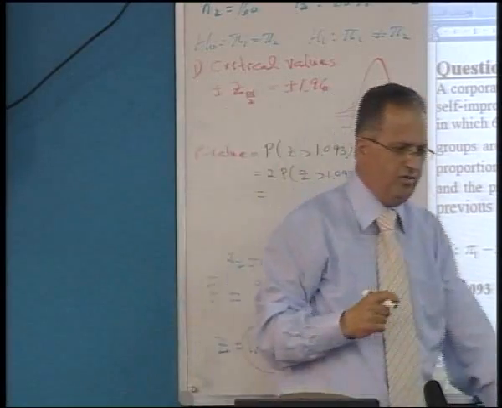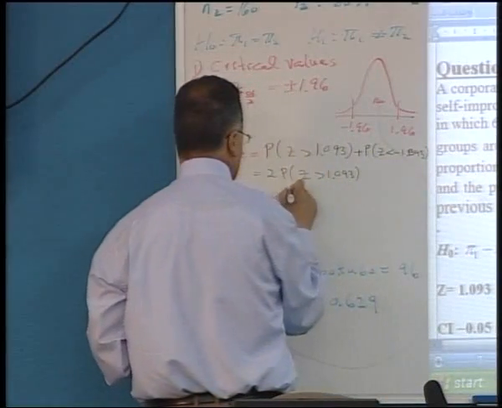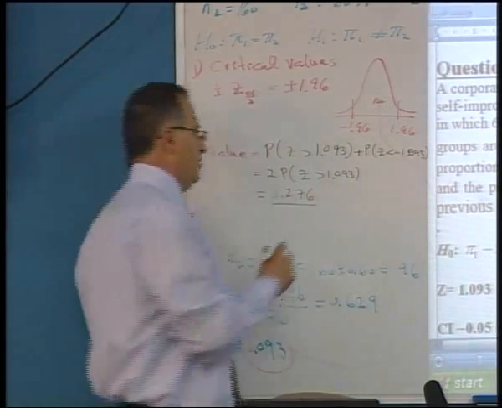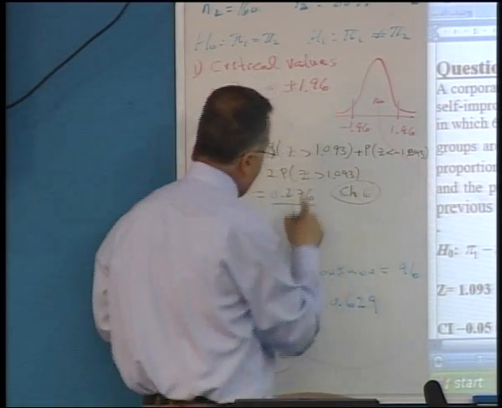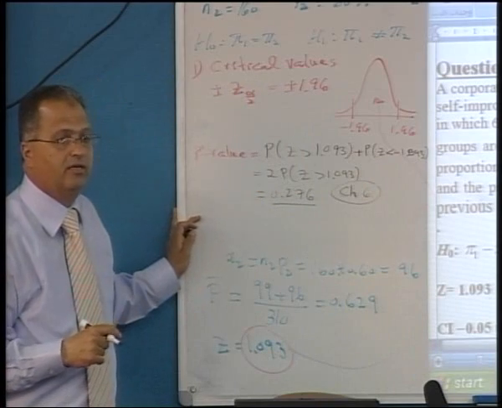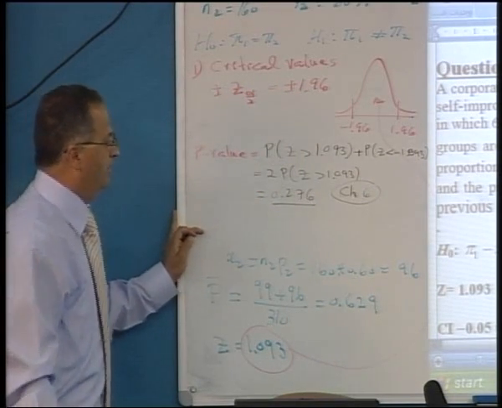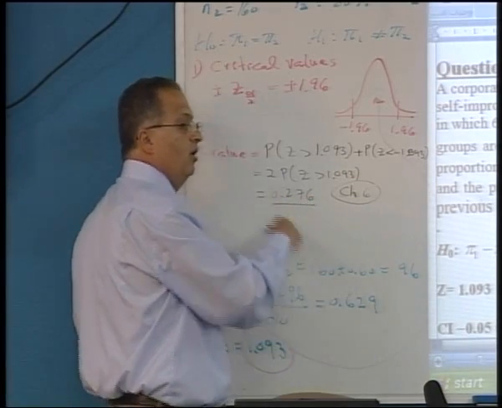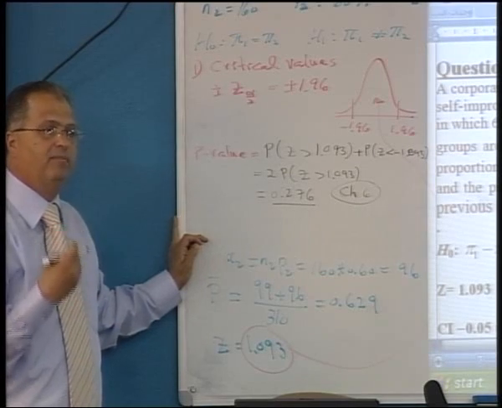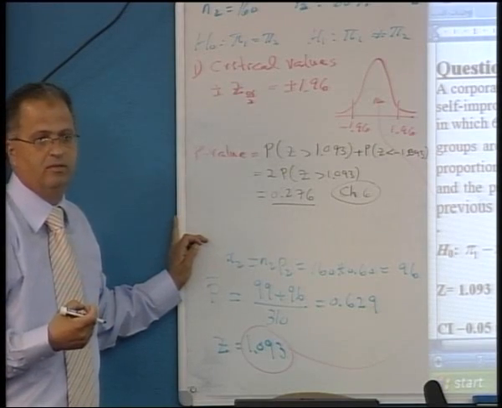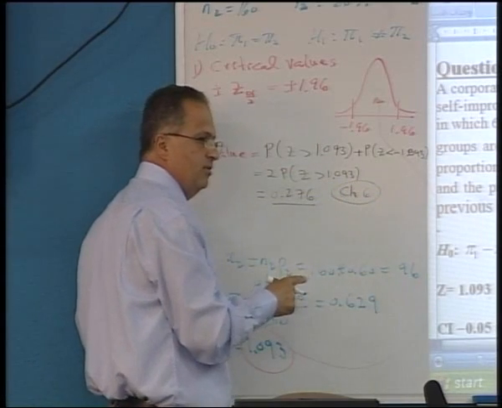Now a simple calculation will give the value of 0.276. In chapter 6, go back to figure out how we can calculate the probability of Z greater than 1.093. Now my p-value is 0.276. We always reject the null hypothesis if my p-value is smaller than alpha. This value is much bigger than alpha, so we don't reject the null hypothesis.